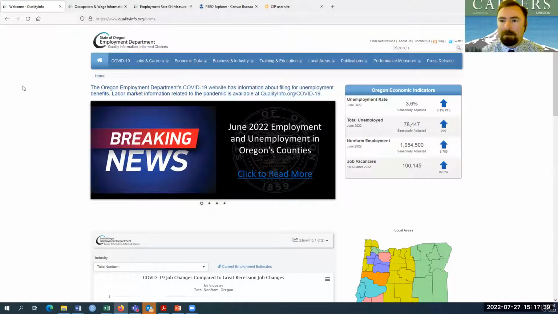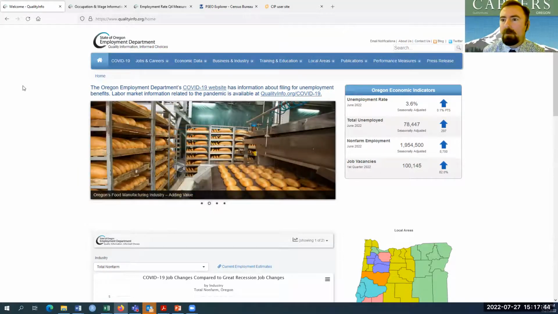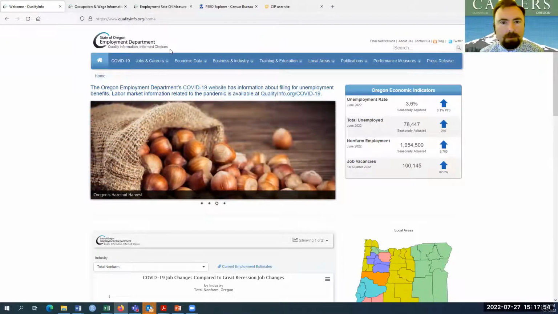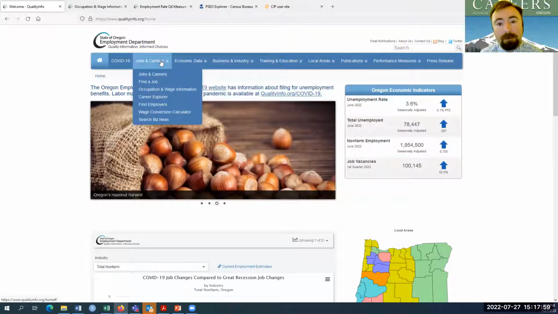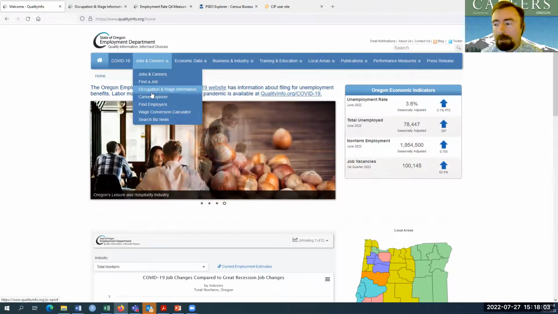And along those same lines, the underlying information is still going to be there. That's not going to change, at least in the short run. The main focus for the standard A and occupational profile analysis comes from our occupational profiles tool. In order to get there, we need to look at jobs and careers in our menu bar and head down to our occupational wage information.